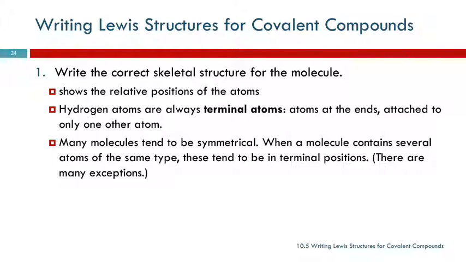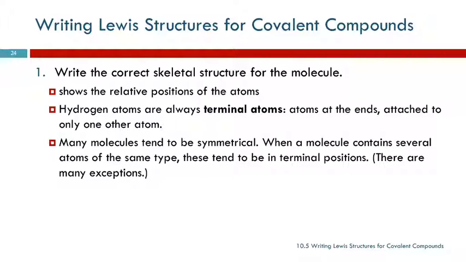Okay, so we need to learn how to write Lewis structures for covalent compounds. We've been looking at the diatomic elements and water, but we can draw Lewis structures for a whole bunch of different compounds. So here are the steps. The first thing to do is to write the correct skeletal structure. That means connect the atoms in the correct way. So this skeletal structure just shows the positions of the atoms.